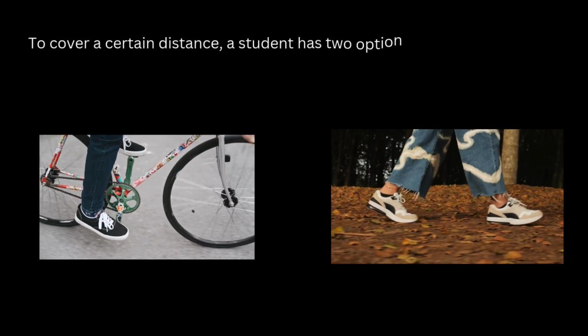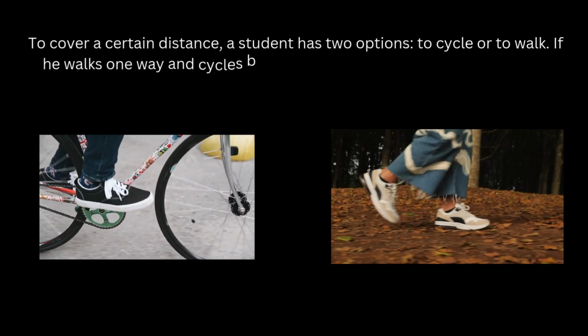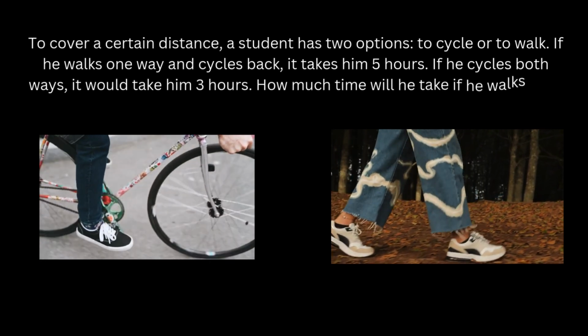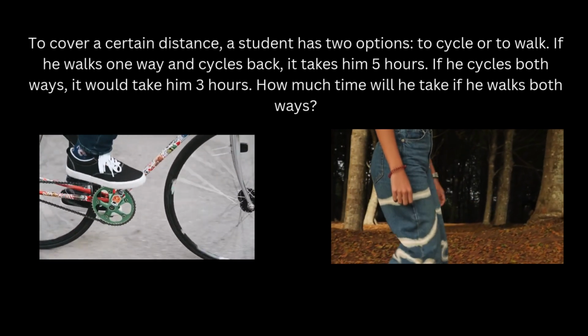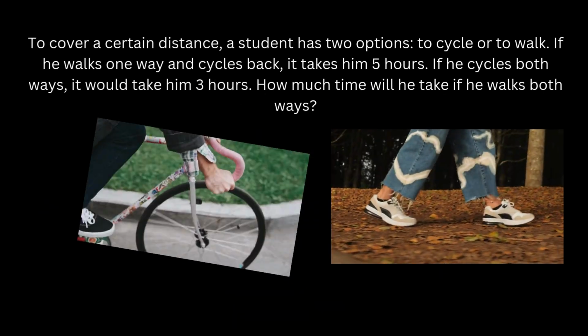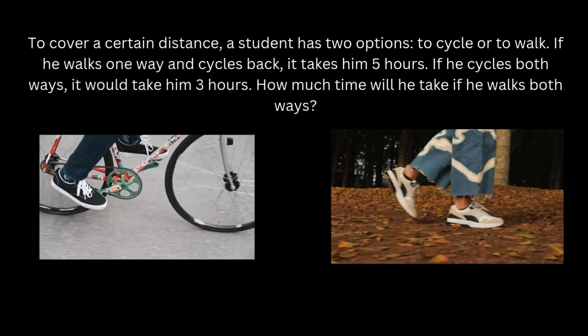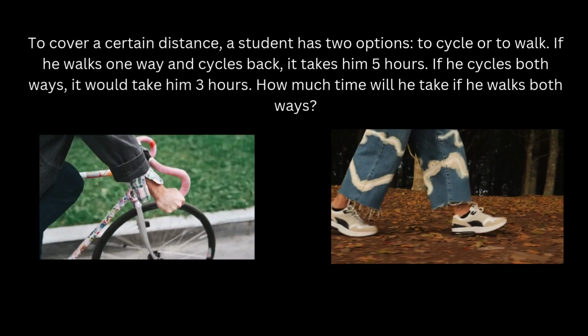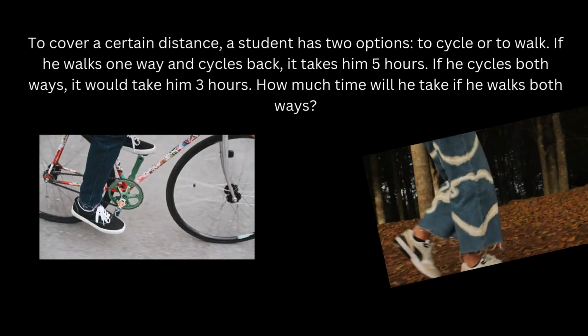A student has 2 options to travel a certain distance: walking or cycling. The given conditions are, if he walks one way and cycles back, it takes 5 hours. If he cycles both ways, it takes 3 hours. We need to find the time he will take if he walks both ways.